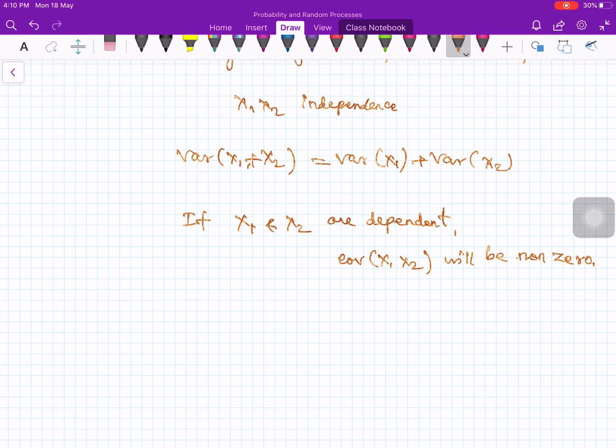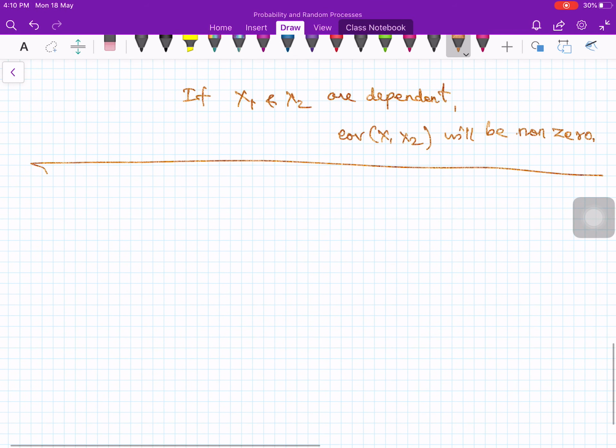Now let us generalize this calculation for several random variables. Let's say you have x1, x2, x3 and all the way up to xn. So the next step is we are going to generalize this calculation.